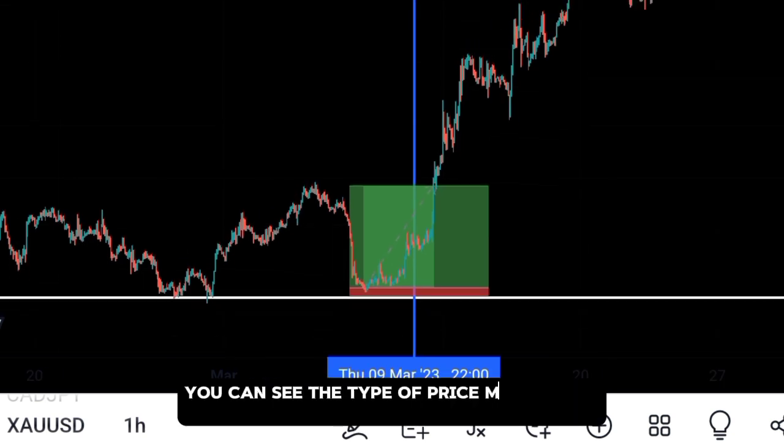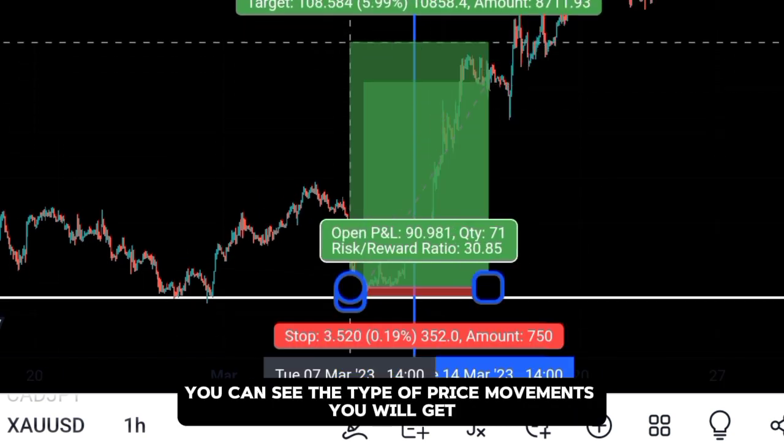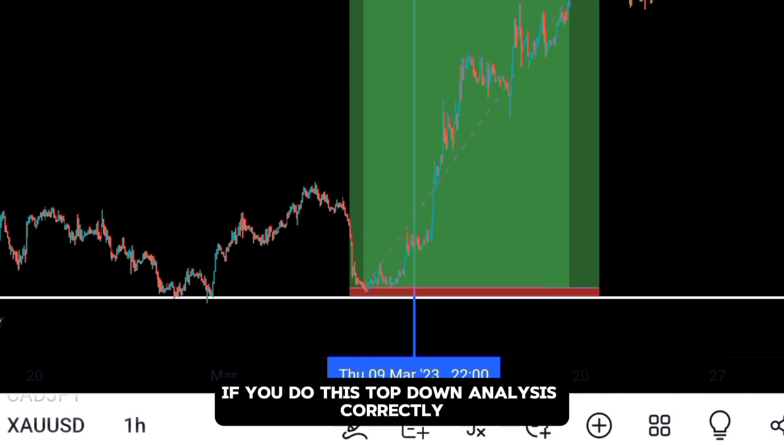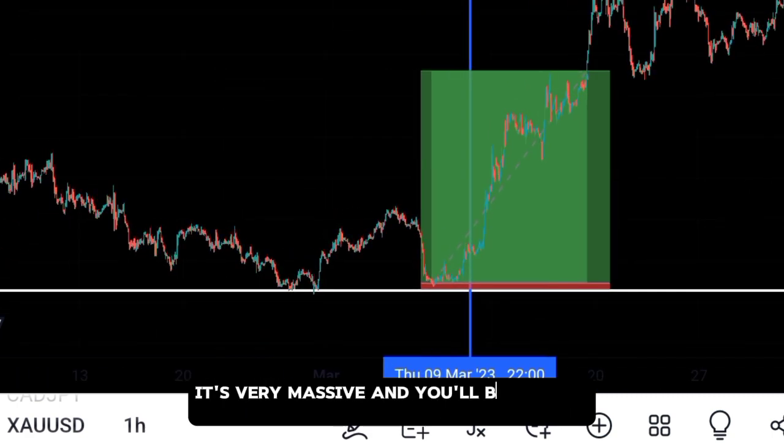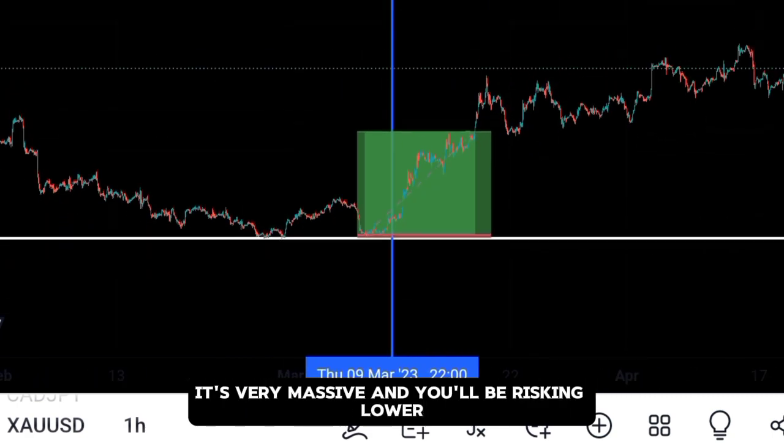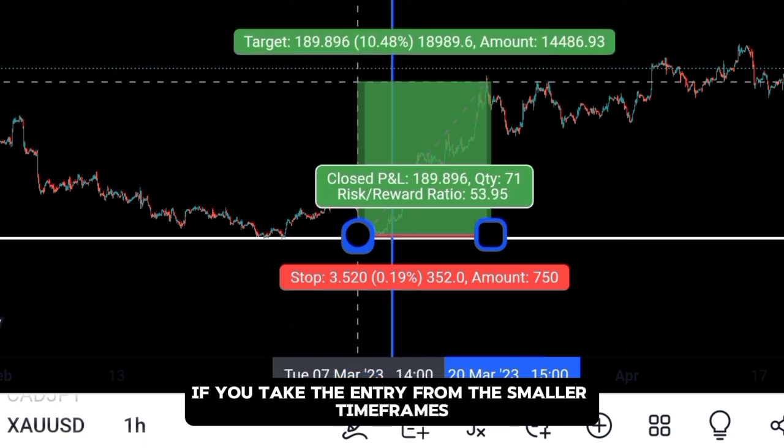You can see the type of price movement you will get. If you do this top-down analysis correctly, it's very massive, and you'll be risking lower if you take the entry from the smaller time frames.